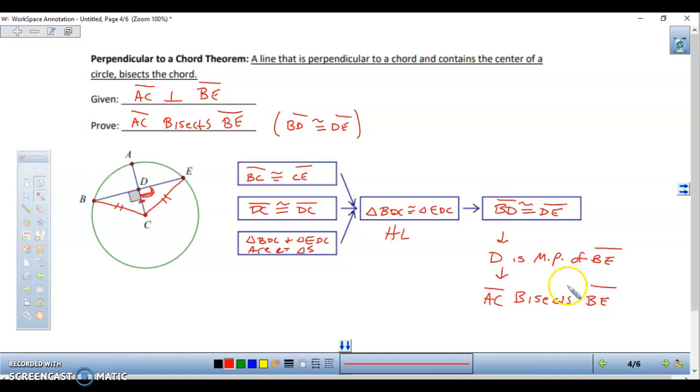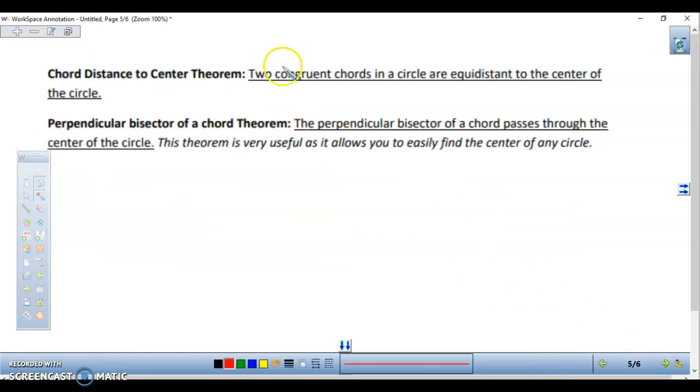And again, I know we're just kind of very informally talking about the proofs of these things, but it's really important that you understand that you can prove them, but we're being pretty informal about how we justify it. But look, just by given that that's perpendicular, I was able to deduce it has to bisect it. All right, a couple more theorems.